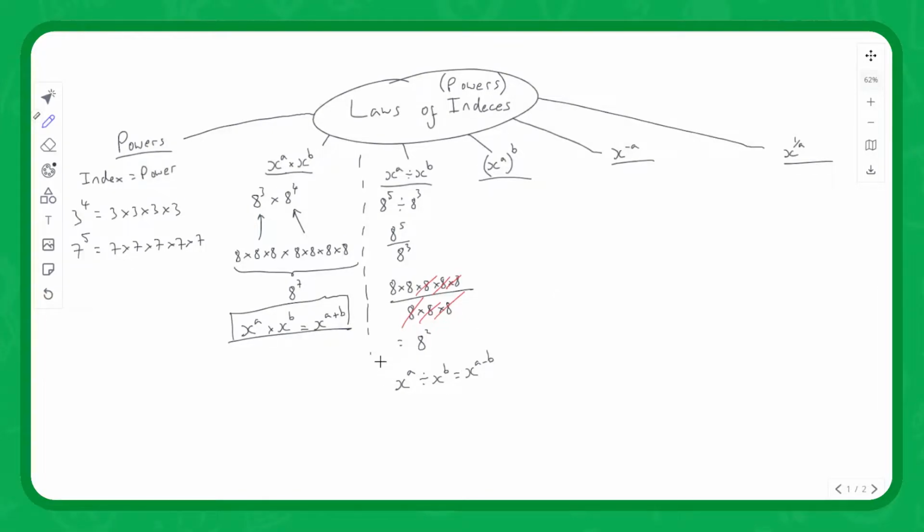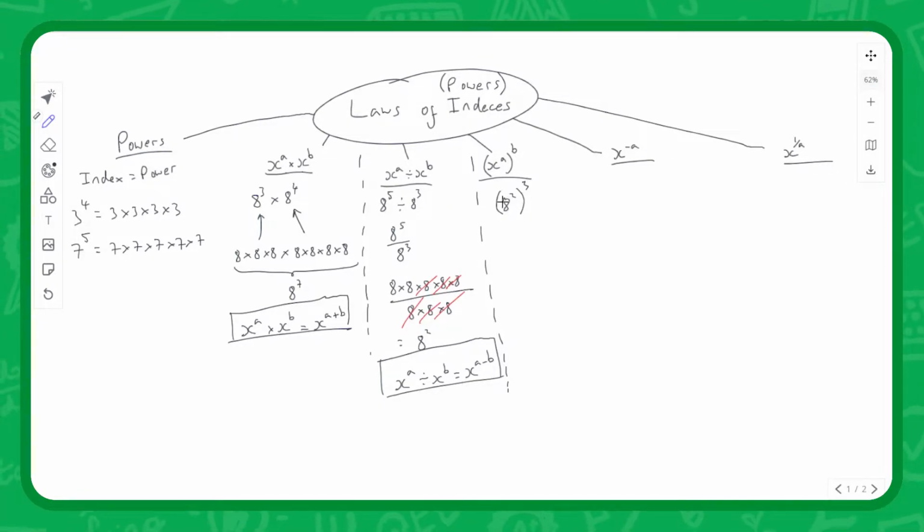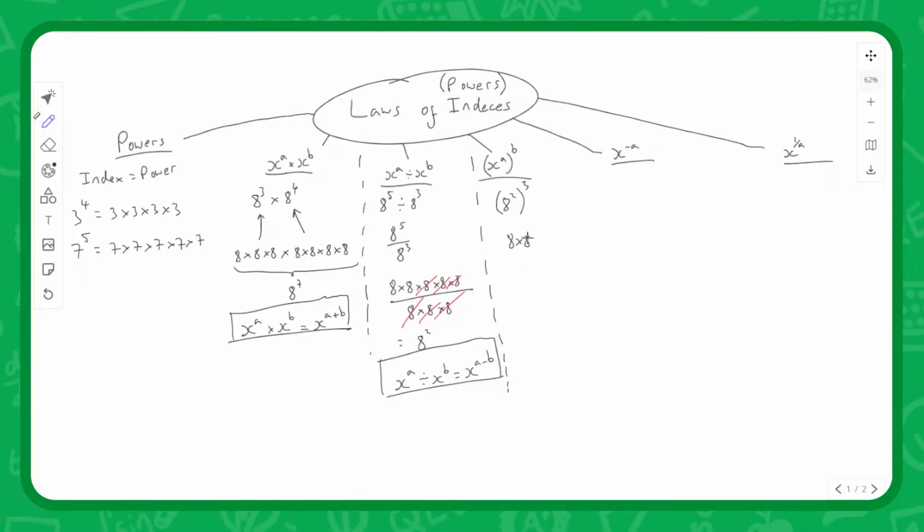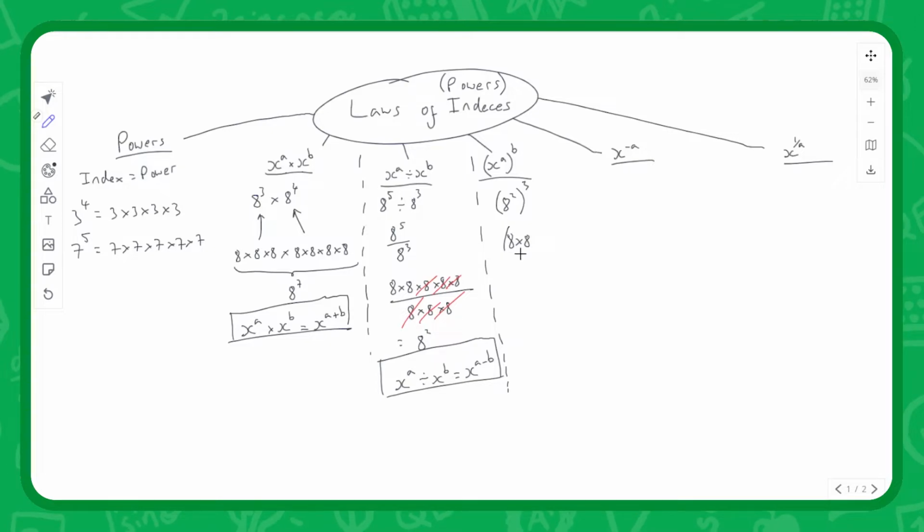So that's our second power rule. Let's look at our third power rule. So this is x to the a, all to the power of b. So in this case, we know anything to some power. Let's do another example. Let's say we've got 8 squared, to the power of 3. Well, we know 8 squared in this case is just 8 times 8, and we're doing this to the power of 3.